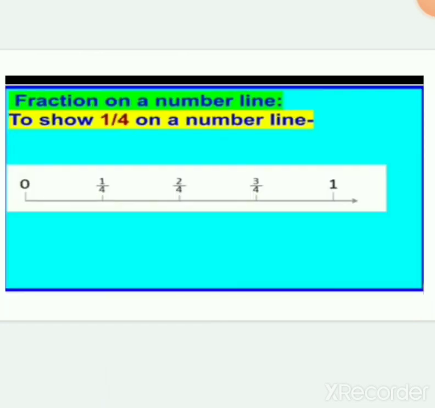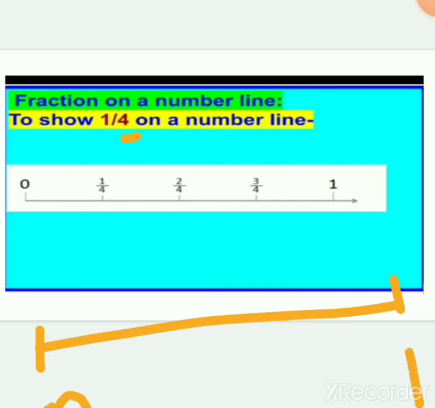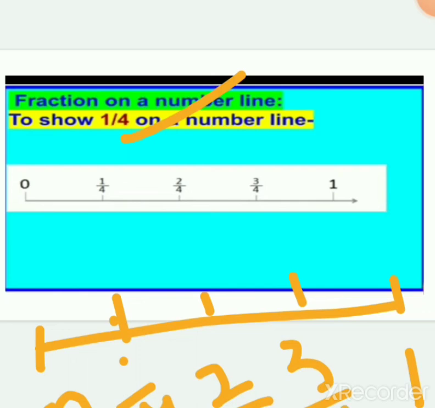Now we have fractions on a number line, to show 1/4 on a number line. Taking 0 here and 1 here, 1/4 is given, so you have to take the gap of 1/4 only. 1/4, then 2/4, then 3/4. And when 4/4 comes, 4 upon 4 will become 1. So it is 1 already here. Okay. So this is the gap for showing 1/4 on the number line.